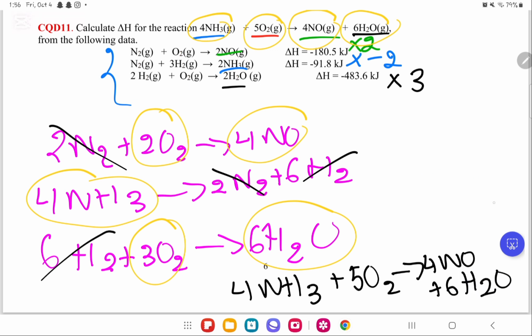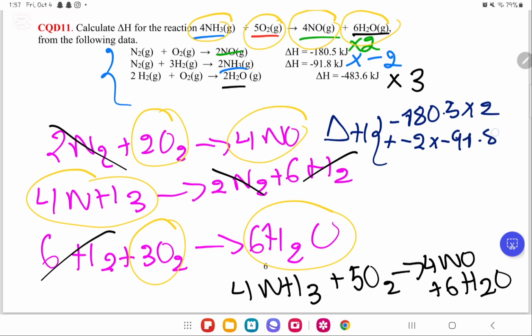Now the main reason we did this was to find the delta H. To find the delta H, we're going to add all the values with their changes. So it's going to be negative 180.5 times 2, plus negative 2 times negative 91.8, plus negative 483.6 times 3. So let's do it together on the calculator. Minus 180.5 times 2 plus minus 2 times 91.8 plus negative 483.6 times 3.